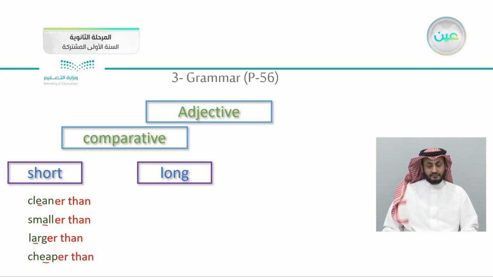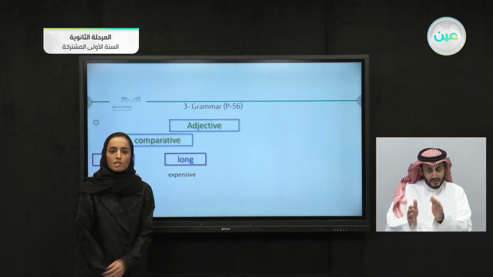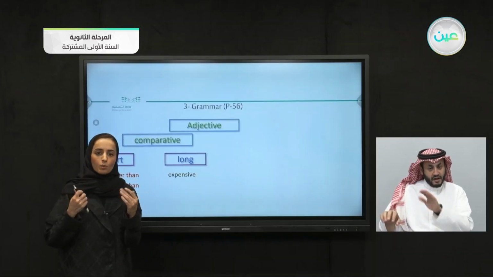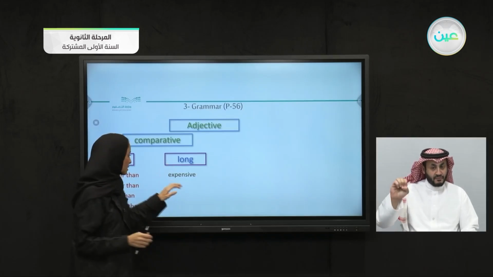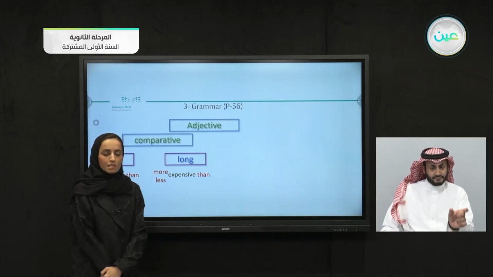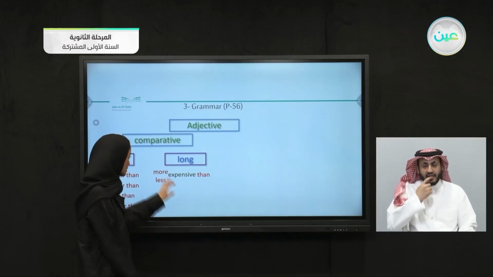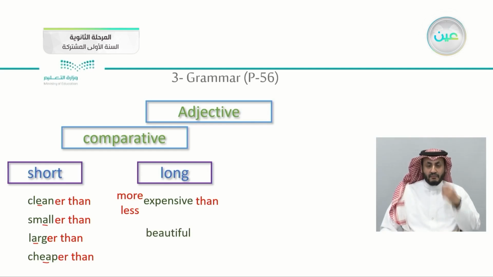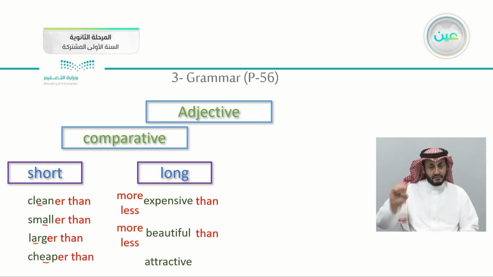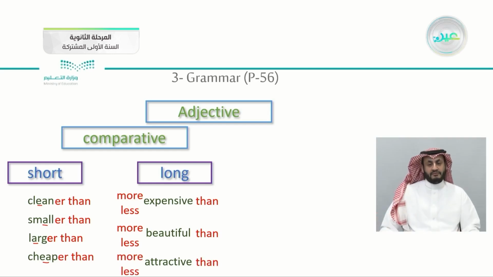How about other adjectives? Long adjective like expensive. What will we use? More words. We're not going to add letters. We can make it longer: more or less expensive than. Also, I can say beautiful. Long adjective. Beautiful. More or less beautiful than. And also attractive. Long adjective. More or less attractive than. This is when we have a long or short adjective.